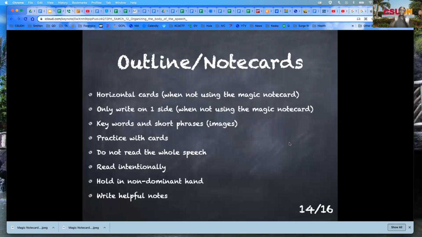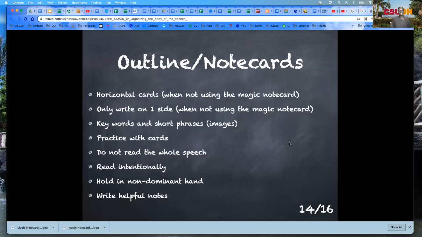Okay, so I'm purposeful. When you do read, make it look and sound intentional, so the audience knows that you're doing that for a reason. You should hold your magic note card. It goes in your non-dominant hand. What the heck does that mean? Your dominant hand is the one you do everything with.